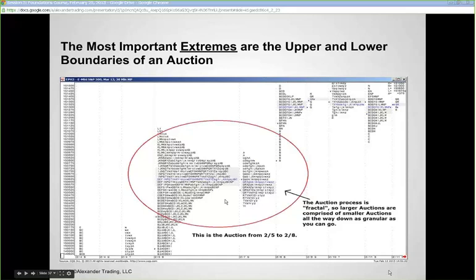James, a lot of people struggle with trades near the high volume node. We're going to talk about that.